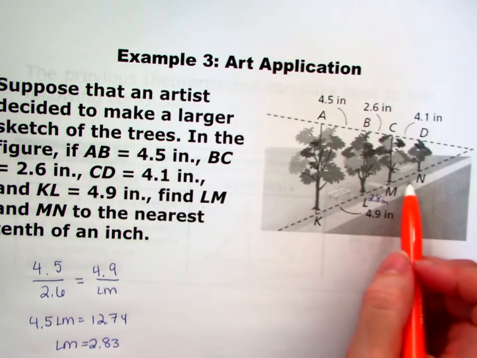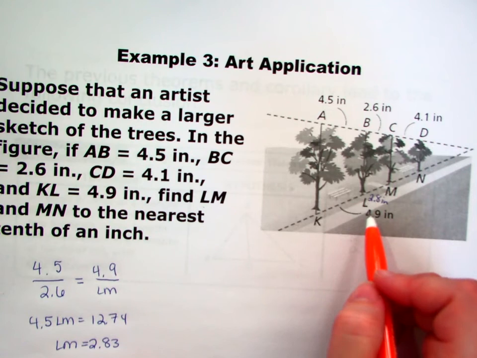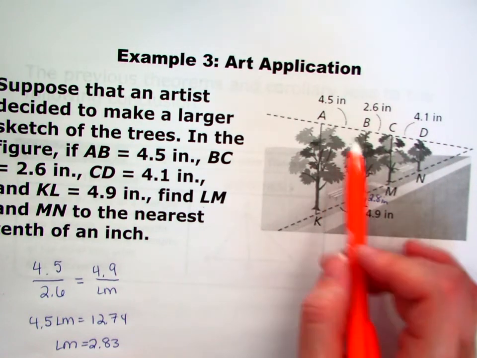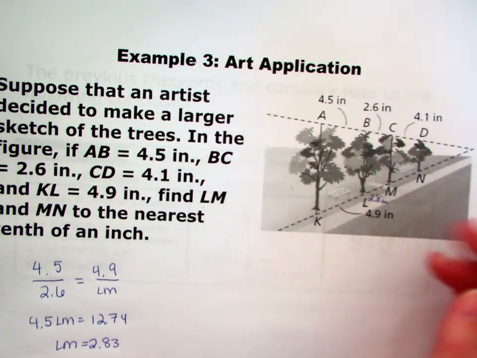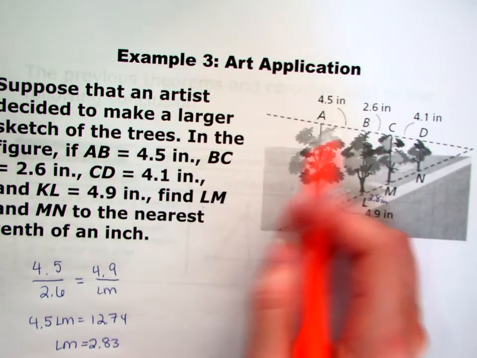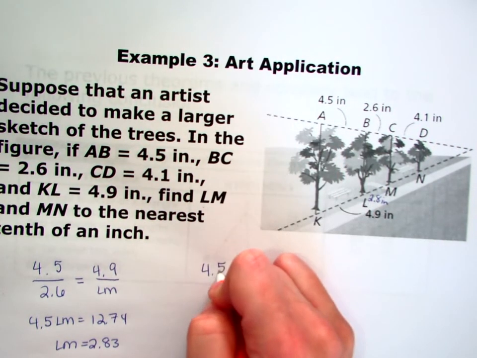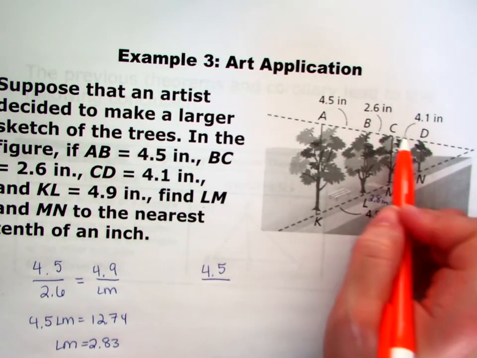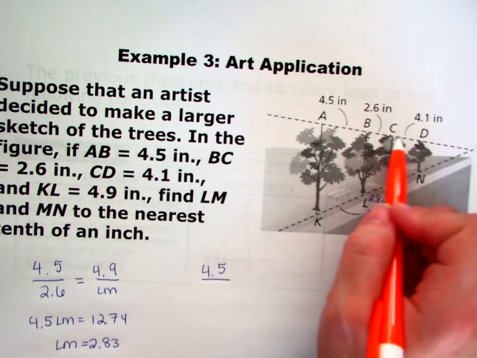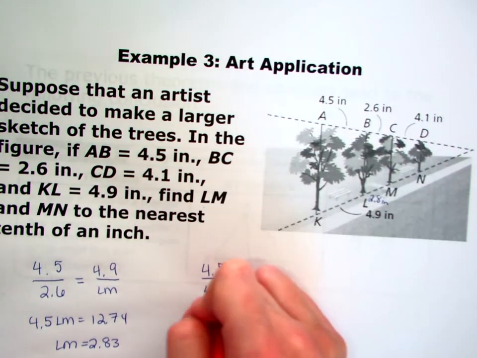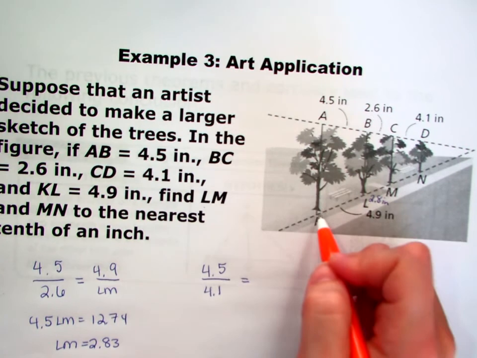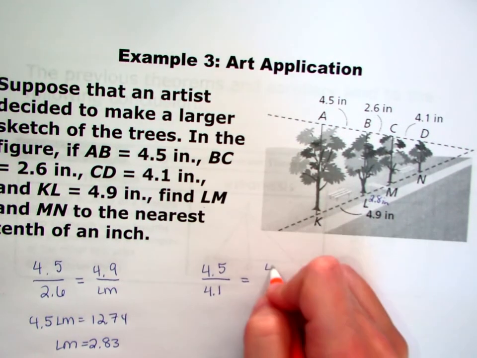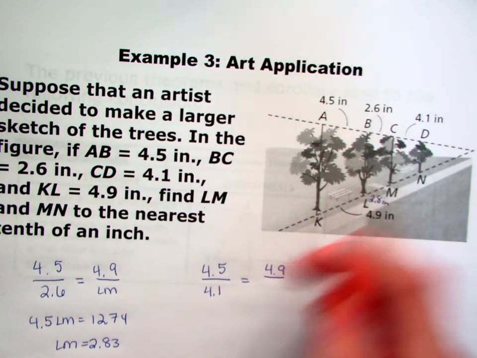Then we can do the same thing here for MN. And you can use this information or you can go back to the original. It doesn't really matter. I'm going to go back to the original here, 4.5 over, this is the side I want to know, so I want to go with the number that corresponds to it, so 4.1 is equal to this side here, which I know is 4.9, over what I'm trying to find, MN.